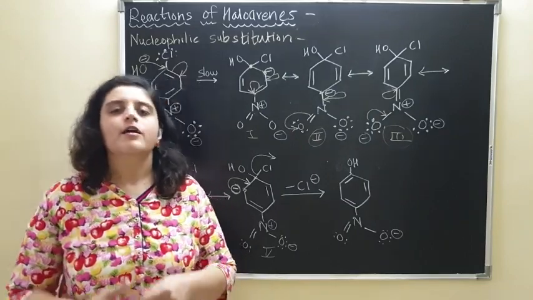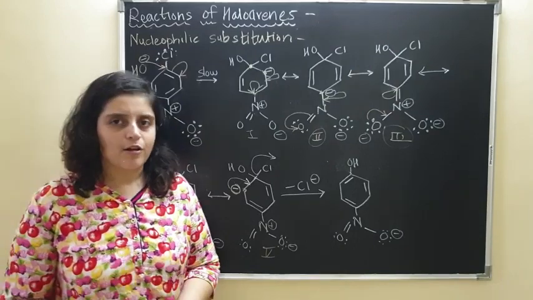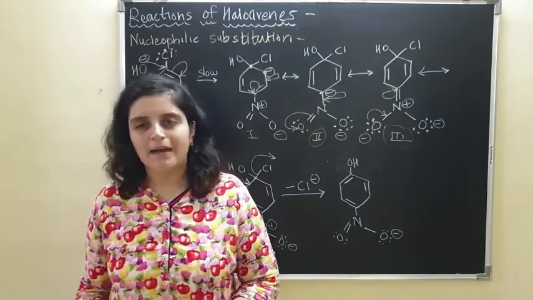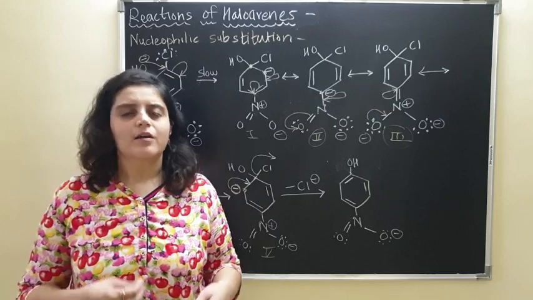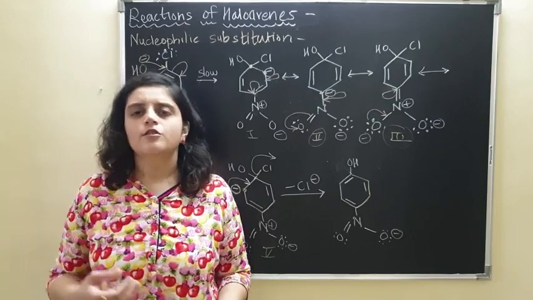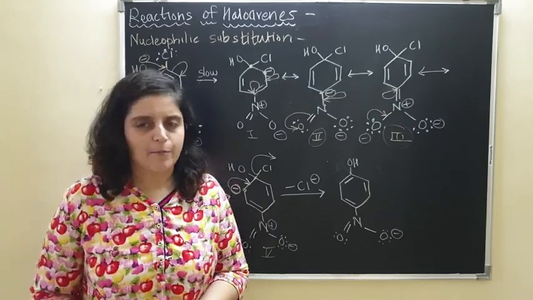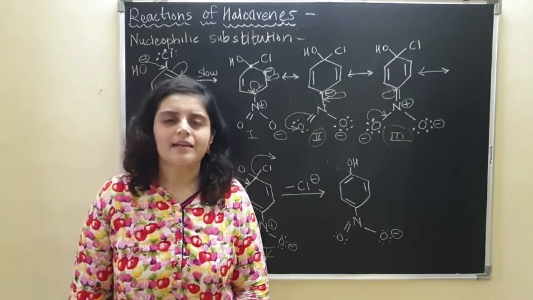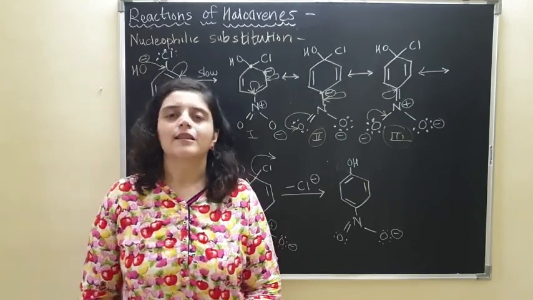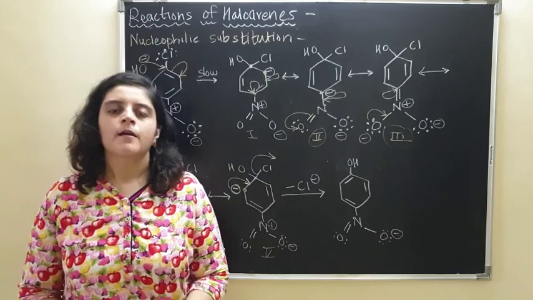So therefore we require an electron withdrawing group only at ortho and para position, and it's okay, or we can say it is not required to be present at meta position. If it is present then it is not so useful for the SN reaction.